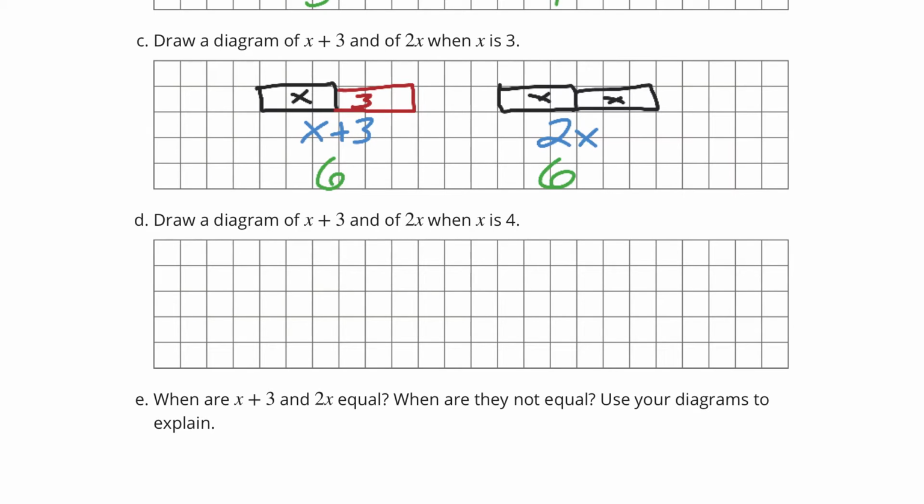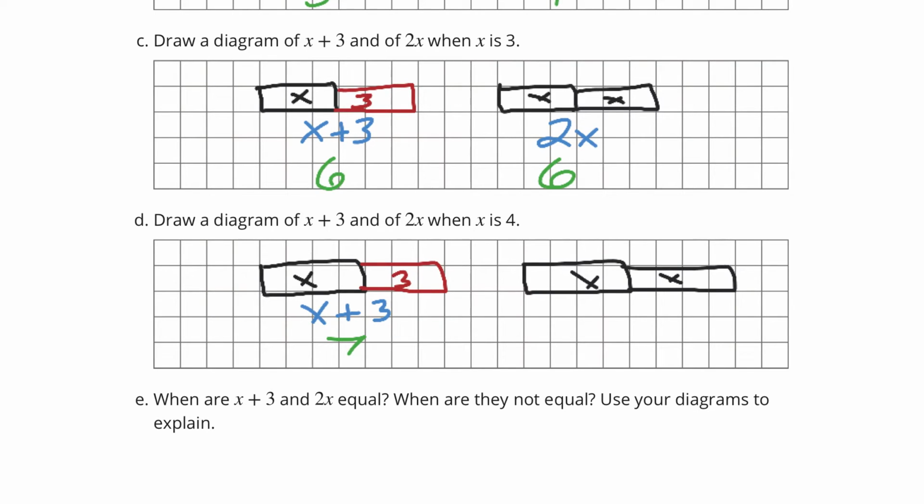X plus 3 and of 2x when x is equal to 4. Well, here's a value of 4 for the x's. Our constant of 3. And so this time, x plus 3 seems to have a value of 7. When x is 4, here's 1x. Here's a second x. And so 2x, when x is equal to 4, has a value of 8.